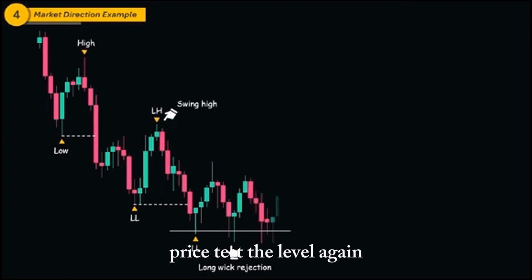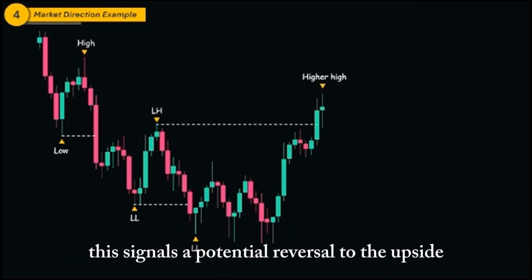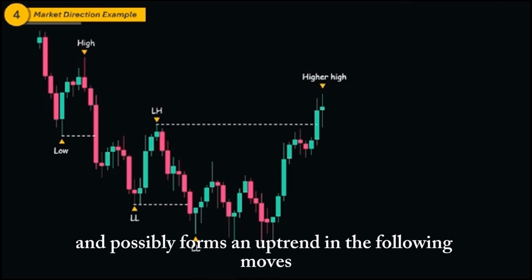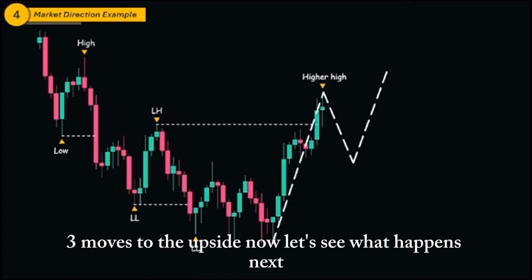Price tests the level again, and finally, we have a breakout above the swing high. This signals a potential reversal to the upside, and possibly forms an uptrend in the following moves. But to confirm the uptrend, we need to see 1, 2, 3 moves to the upside. Now let's see what happens next.